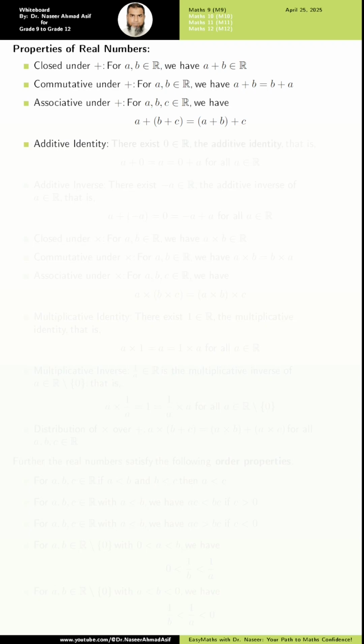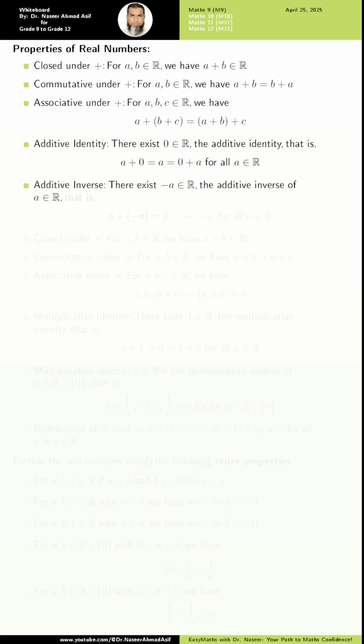Additive identity. There is 0 belonging to R, the additive identity, that is a plus 0 is equal to a, which is equal to 0 plus a, for all a belong to R. Additive inverse. There is minus a belonging to R, the additive inverse of a belonging to R, that is a plus minus a is equal to 0, which is equal to minus a plus a, for all a belong to R.